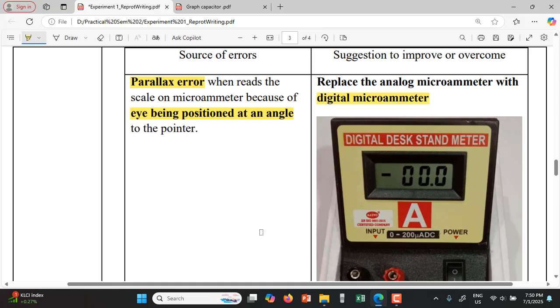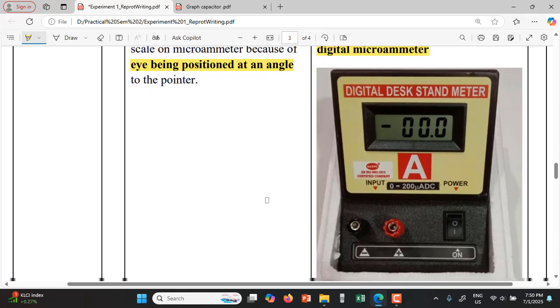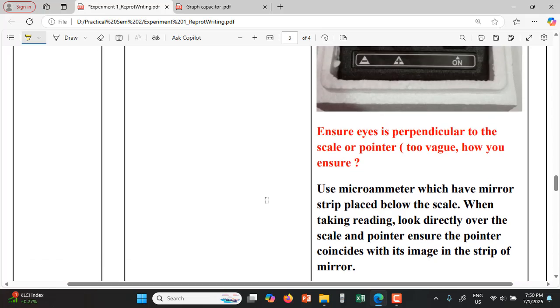So bila anda gunakan jenis yang digital, so it means that you tak akan ada masalah parallax error. Okay, so if we still are using the analog microammeter, maybe some of you akan tulis yang ni sebagai precautions untuk overcome parallax error, whereby you say that ensure the eye is perpendicular to the scale or pointer. So ini adalah terlalu vague. So how you are going to ensure? So yang ni tidak boleh diterima sebagai ways to overcome your parallax error.